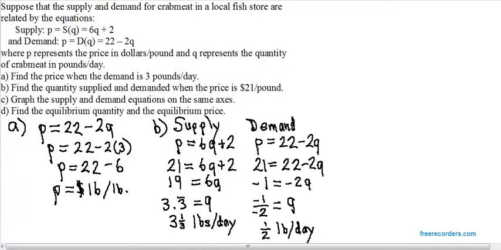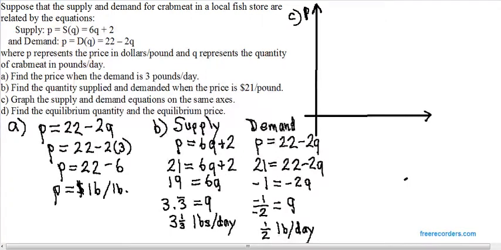Part C is asking us to graph. So here, remember, we used to talk about y equals mx plus b. Y was the vertical axis. Which variable is playing the role of y here? Well, P is where the y normally is. And Q is right after the slope, which is where the x normally is. So we're going to have price on the vertical axis, and we're going to have quantity on the horizontal axis.